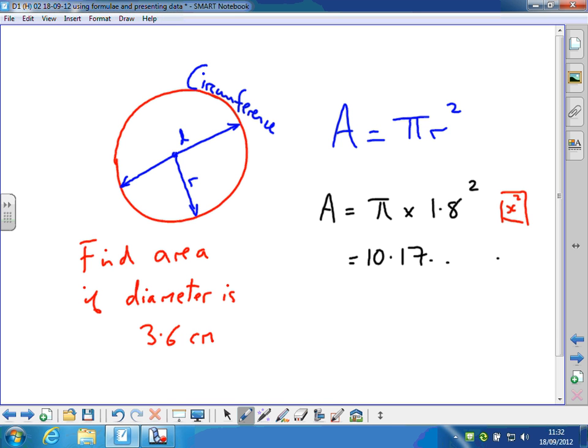Notice that this 0 in the middle is measured. So those zeros at the beginning and the end are not counted in significant figures. If they're in the middle, they are. So I've got 1, 2, 3, 4 significant figures. So what I could really do is go down to 3. So what's this to 3 significant figures? 10.2 centimetre squared to 3 significant figures. So that's the sort of answer I would be expecting you to write down.